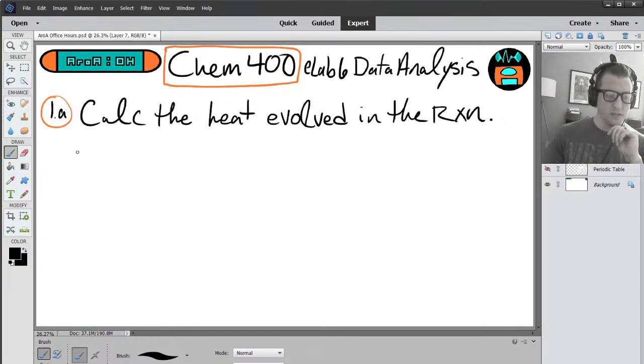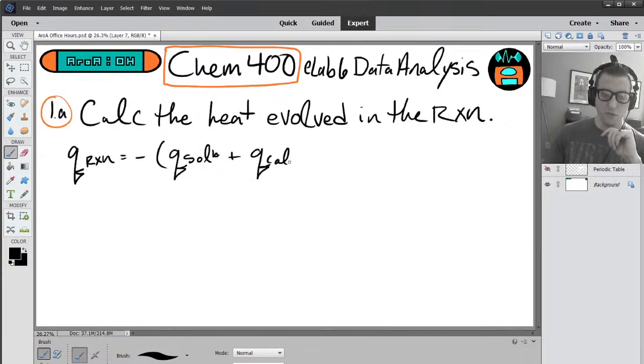All right, so we've got our Q of reaction is equal to -1 times the Q of our solution plus the Q of our calorimeter. And Q, remember, is heat absorbed or released. Now, Q for our solution, actually, I'm going to write it over here.